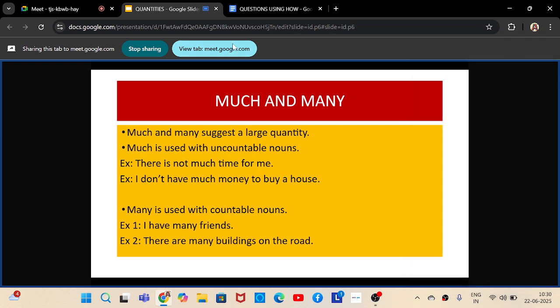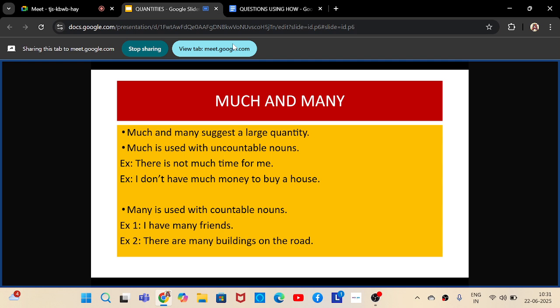This is very interesting. Just now we were speaking about the difference between much and many, how much and how many. Much and many are like friends, these two words come like a pair. Both suggest a large quantity, but they have a difference: much is always used with uncountable nouns, and many is used with countable nouns.